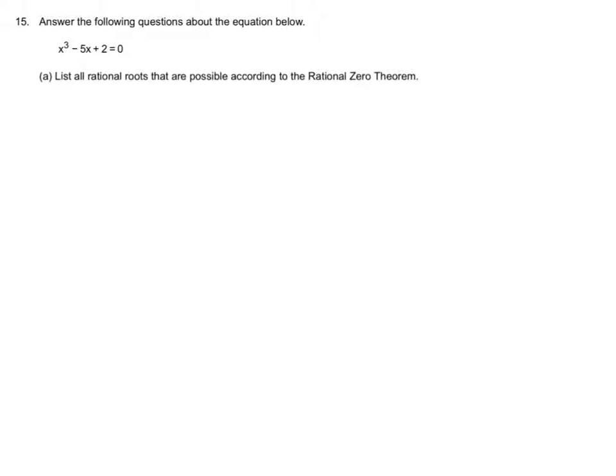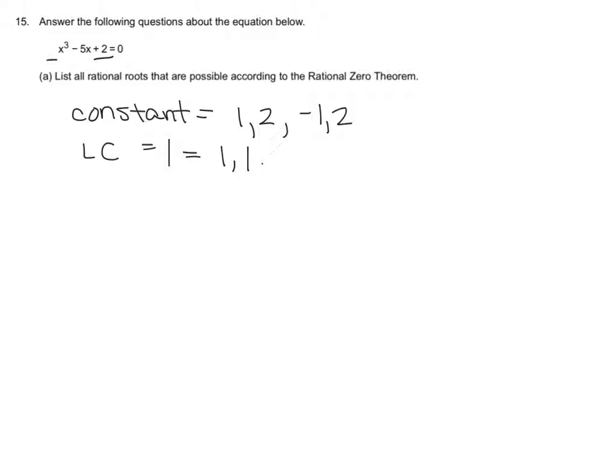To do this, we're going to take all the factors of the constant term and divide them by the factors of the leading coefficient. The constant term is 2, and the factors of 2 are 1, 2, negative 1, and negative 2. The leading coefficient is the number in front of the x cubed, and that's a 1. So the factors of 1 are just 1 and negative 1.